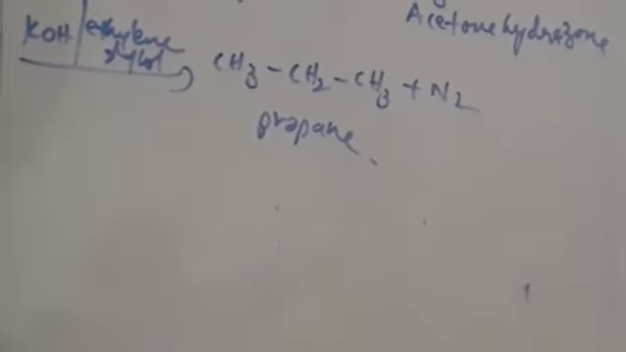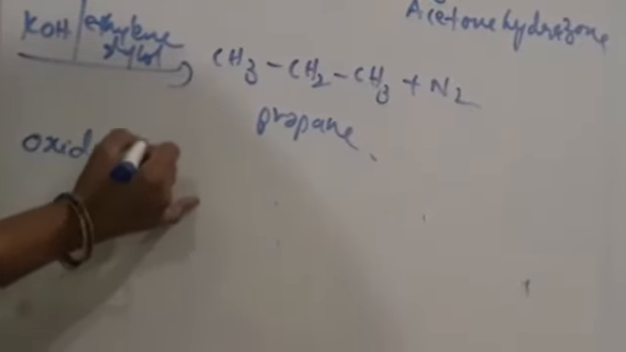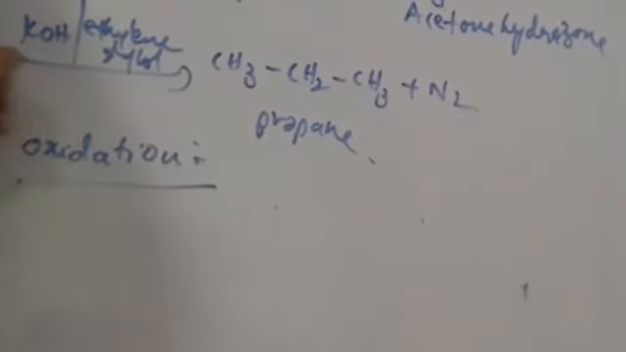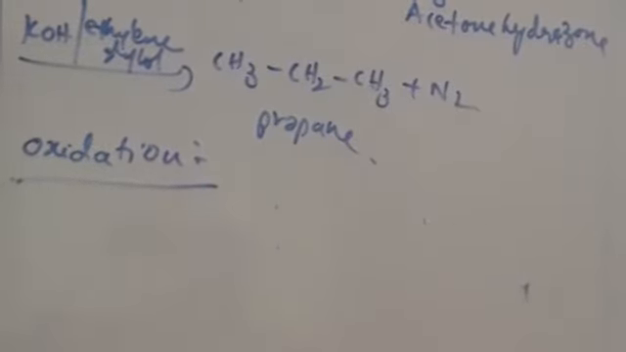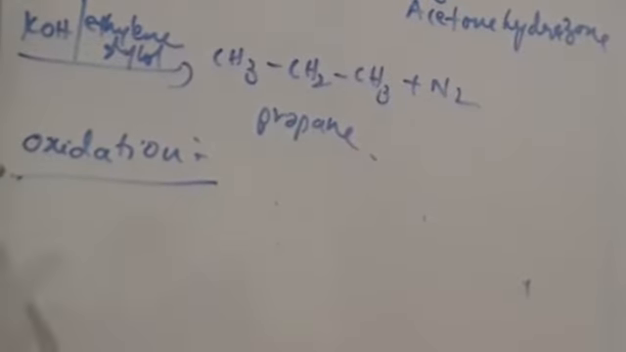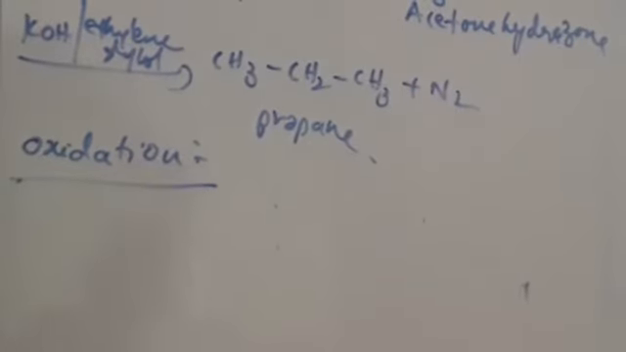Next, oxidation reaction. So generally, alcohols oxidize into aldehydes, and aldehydes further get oxidized into carboxylic acids. So here also, in the oxidation of acetaldehyde, we get acetic acid. Okay.